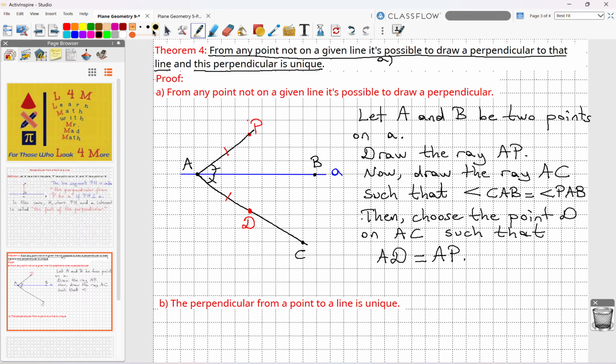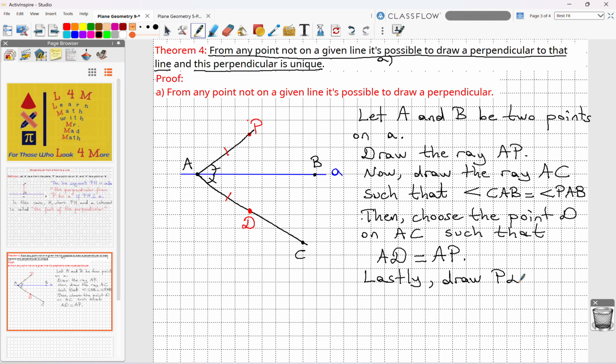And finally, I'm moving part B to the next page because we need more space on this page. And lastly, I will draw PD.